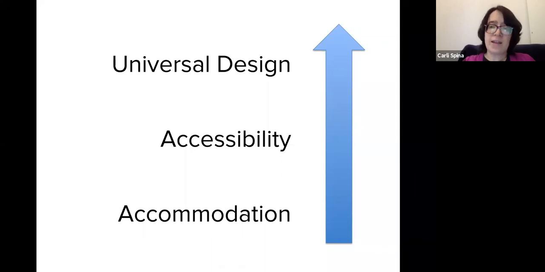And universal design would be rethinking the entire way that you've designed your collection layout so that everyone can access all of it. So if you think of it that way, accommodation is the lowest level in terms of inclusion because it requires the most hoops for someone to jump through. Whereas universal design is everyone meets the design in a way that they can equally use it.